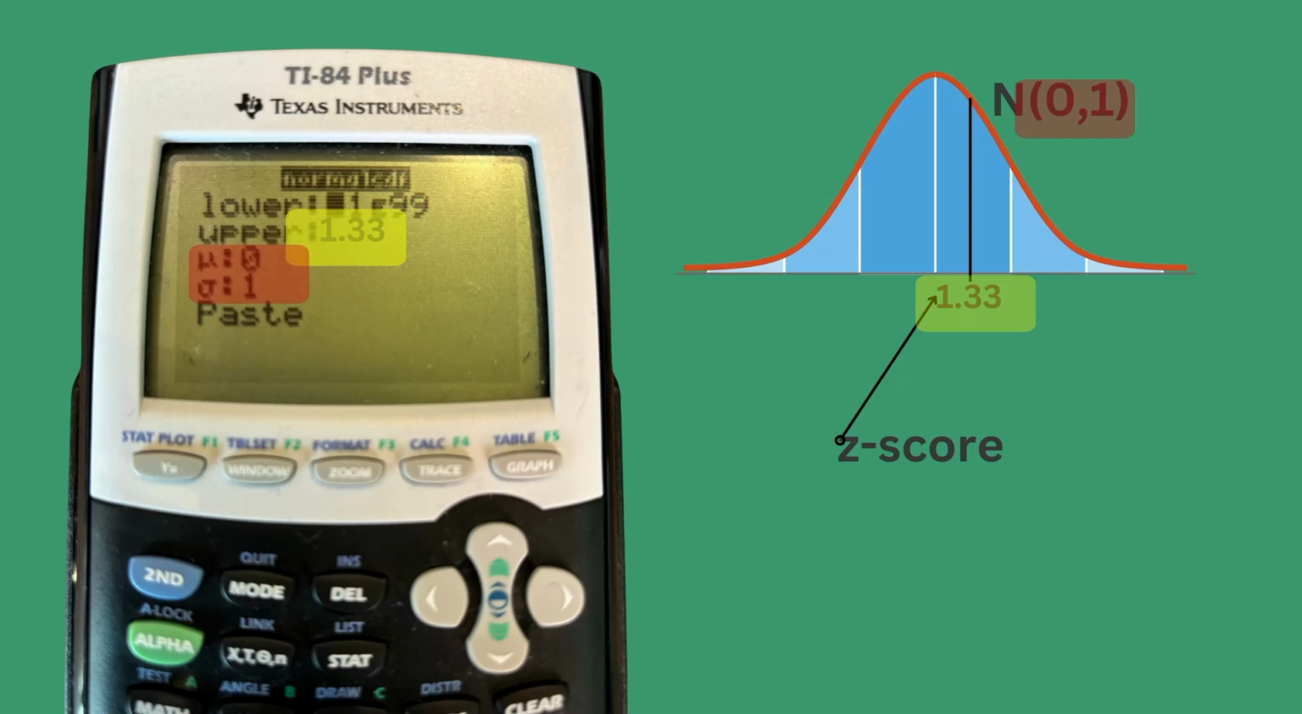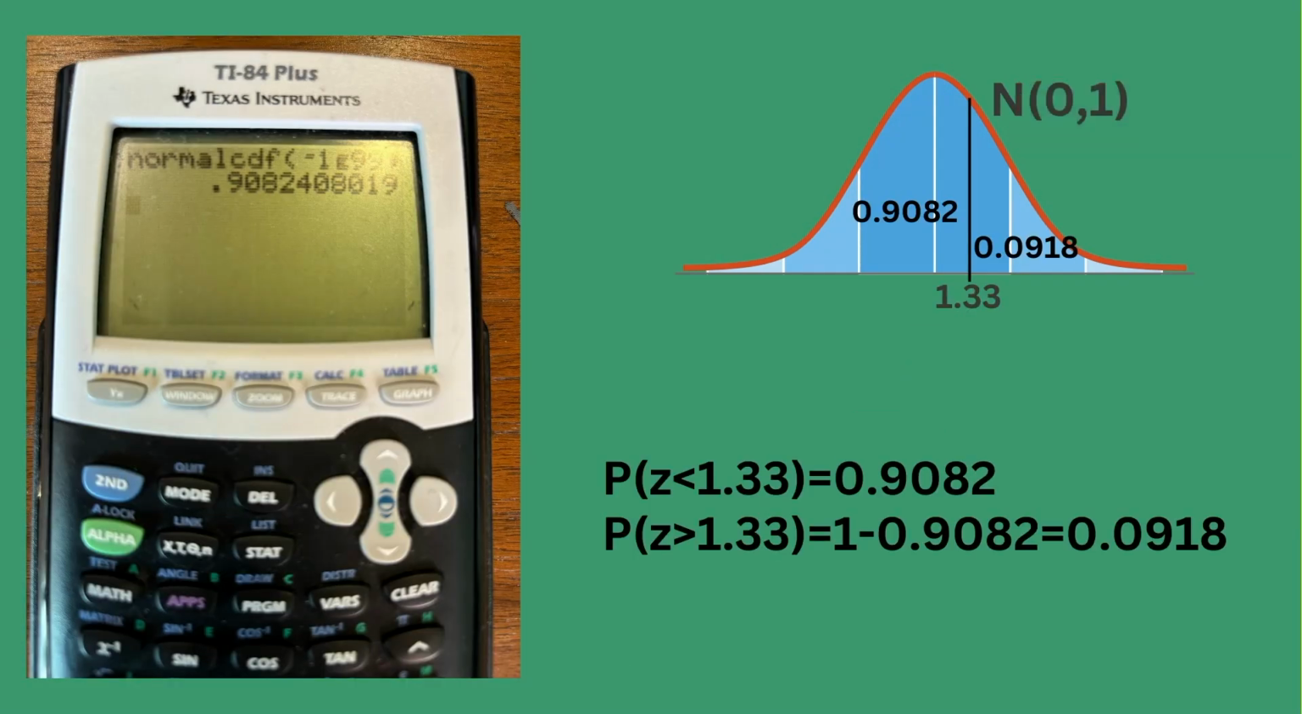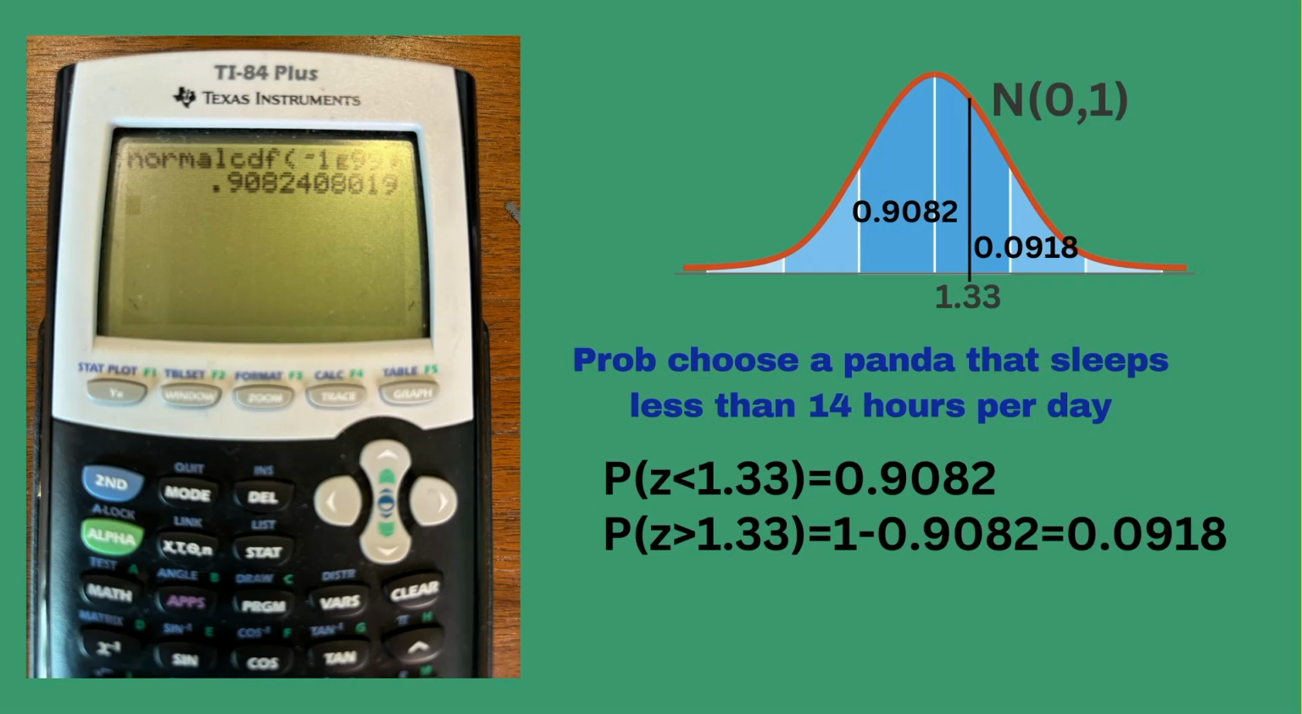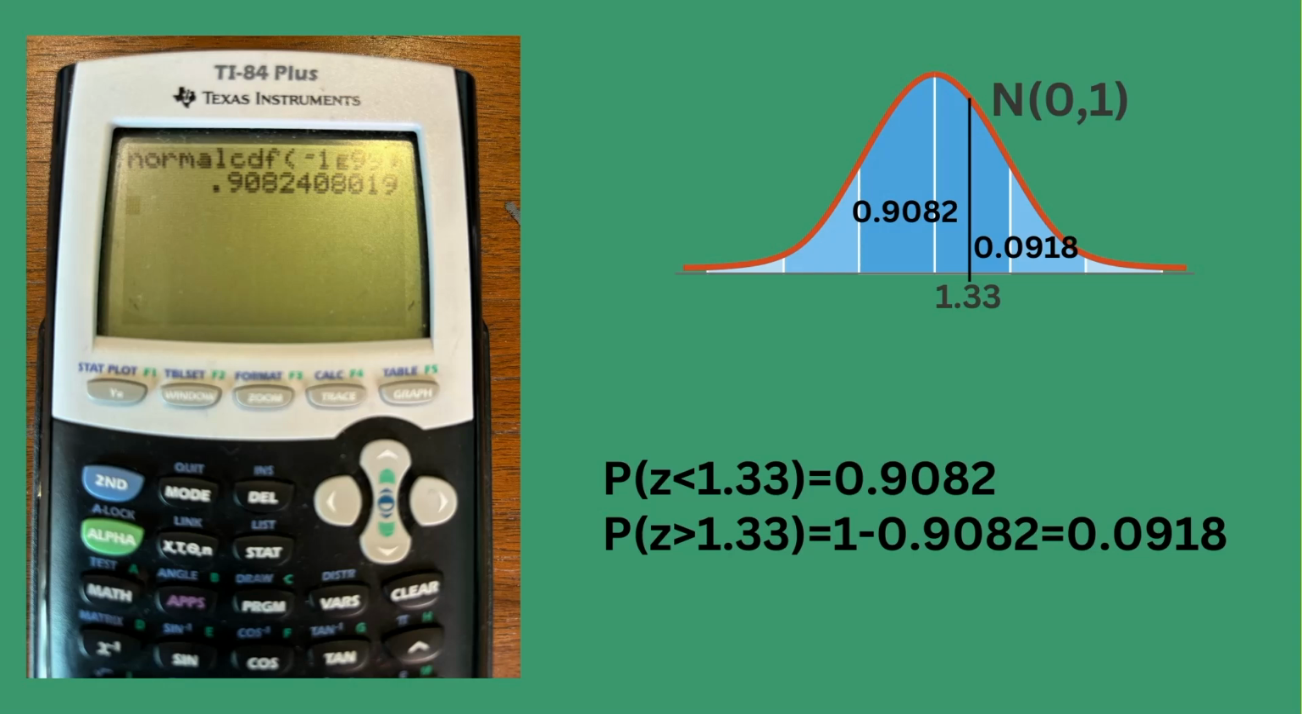And then you hit enter, enter, enter, and you come up with the probability 0.982, which is the same probability we found using table A in that video that I'll link above. So the probability of randomly choosing a panda that would sleep less than that panda would be over 90%. And then since all of the area under our curve sums to 1, the probability of randomly selecting a panda that would sleep more than that panda would be a little over 9%.